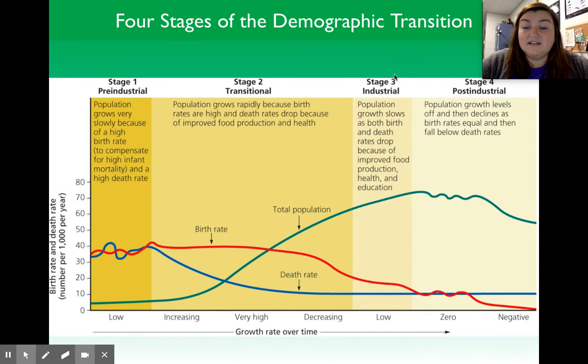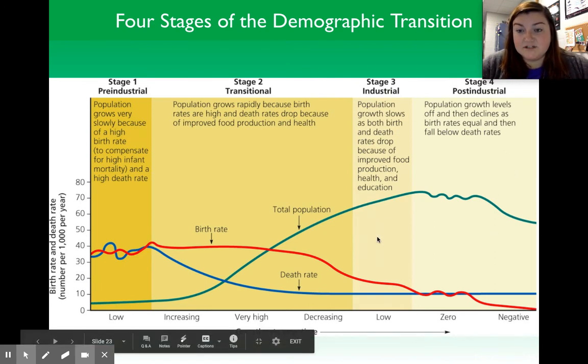Stage 3, industrial, the population growth is going to slow down a little bit as the birth rate and the death rates start to drop because of improved food production, health, and education. Because like we said before, having higher levels of education in women especially leads to a lower birth rate. Stage 4, post-industrial, population growth levels off and then declines as the birth rate equals and then falls below the death rate. So eventually the population is going to stop reproducing quite as much.